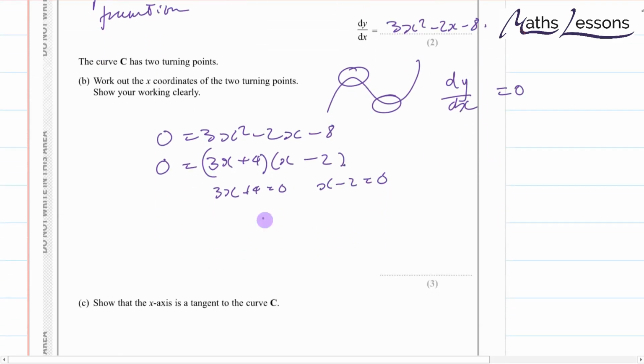Let's scroll down a bit. So x will equal minus 4 over 3 for that one, and x will equal 2 for that one. And we've worked out our two x coordinates for our turning points.